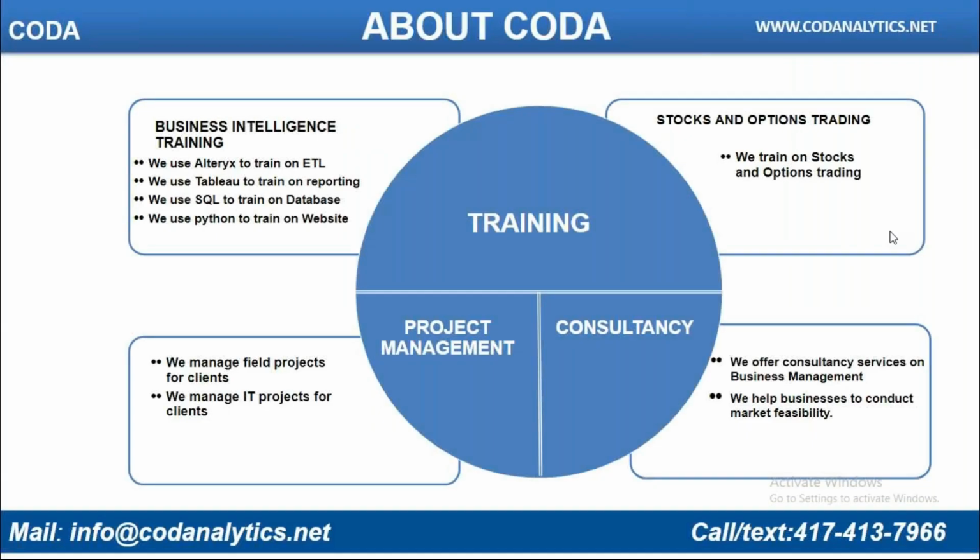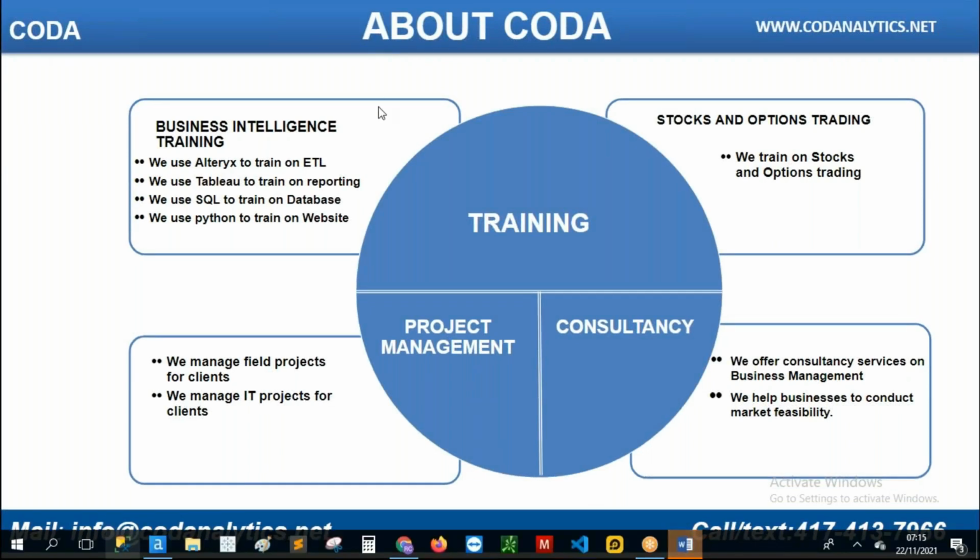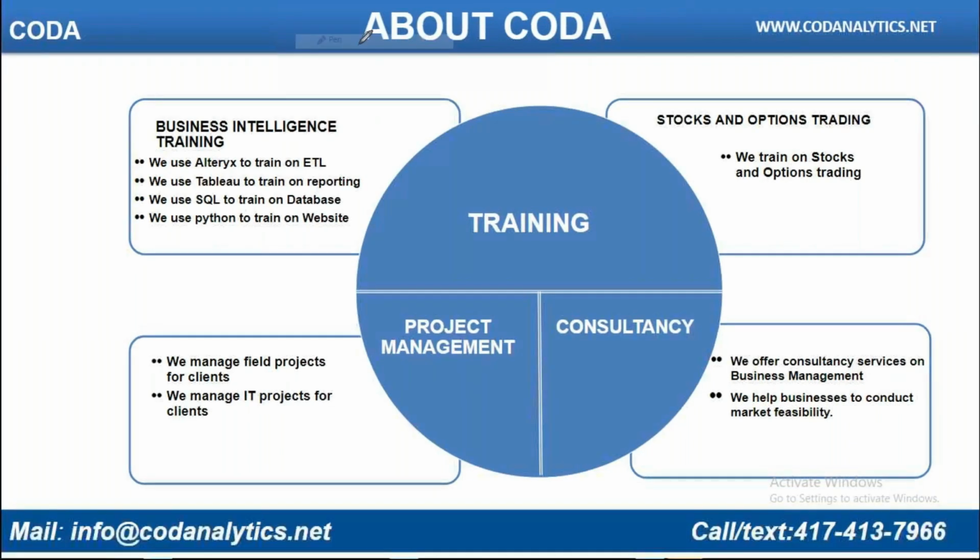And the first thing here is about Coda. Let's see more about Coda. So Coda measured in 3 main areas. That is the training side, consultancy, and project management. And on training, we train on 2 sides. That is, we train on business intelligence, and also we train on stocks and options.